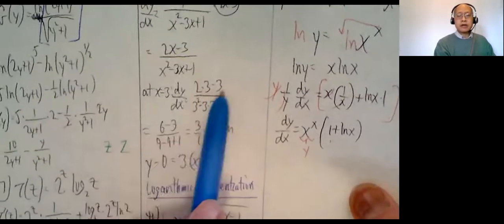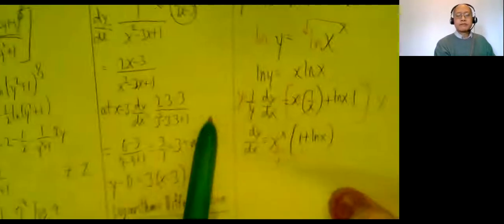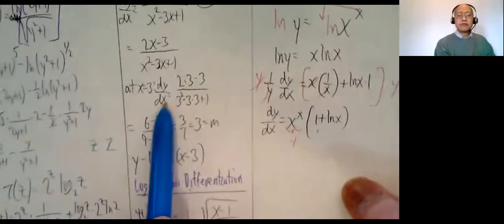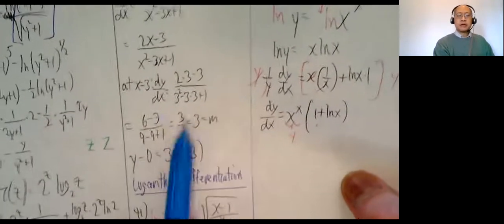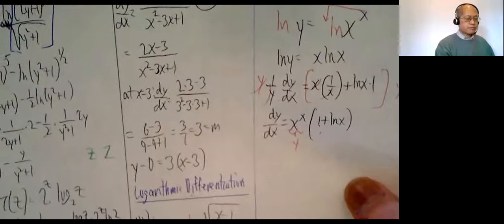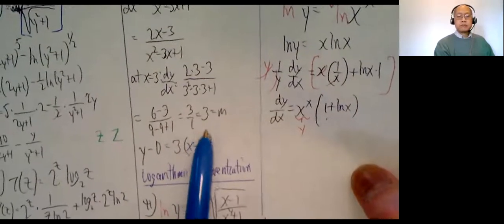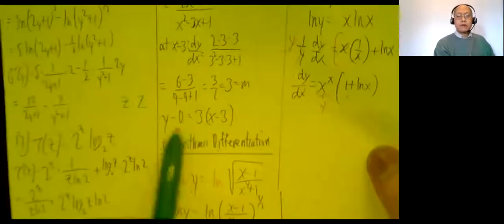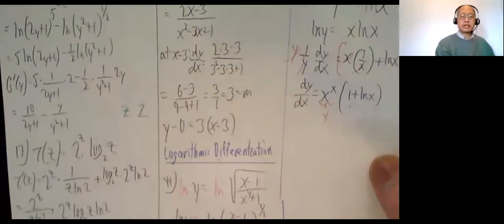2 times 3 minus 3, over 3 squared minus 3 times 3 plus 1. 2 times 3 is 6. 6 minus 3 over 9 minus 9 plus 1. 3 divided by 1, 3. Slope, point. Y minus y1 equals m times x minus x1. That's the equation of the tangent line, and we can stop.